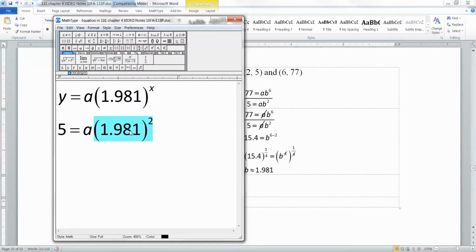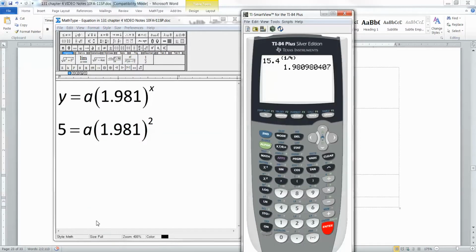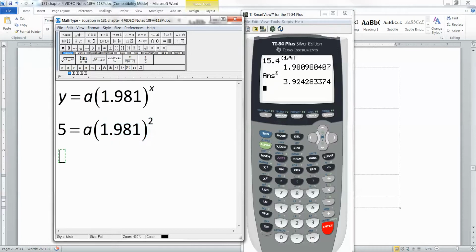But this is a number with your calculator, right? I'm going to take that number with all the decimal places, take the last answer, which is above your negative sign if you wanted to get it that way. I just press the caret button and it automatically makes it last answer. So 1.981 to the 2. Enter. And there we go, 3.924. So I've got 5 is equal to a times 3.924. Then to get a by itself, I would divide both sides by 3.924.